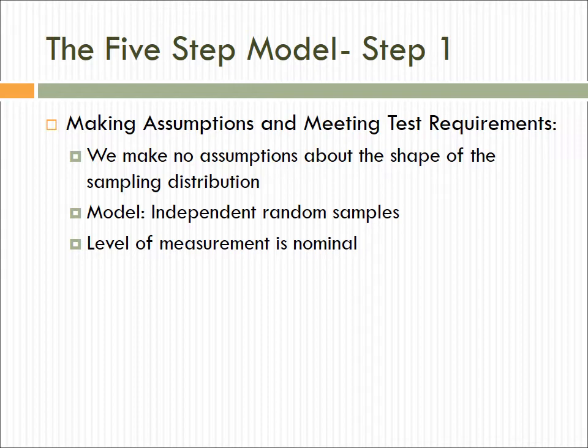And so for the next 2 tests after this one, there is a 5-step model that you will need to know for the final exam. And the first step is always making assumptions and meeting test requirements. So in the case of a chi-square, we make no assumptions about the shape of the sampling distribution. Remember, it doesn't necessarily have to be a bell curve. We think the model is independent random samples and the level of measurement is nominal.